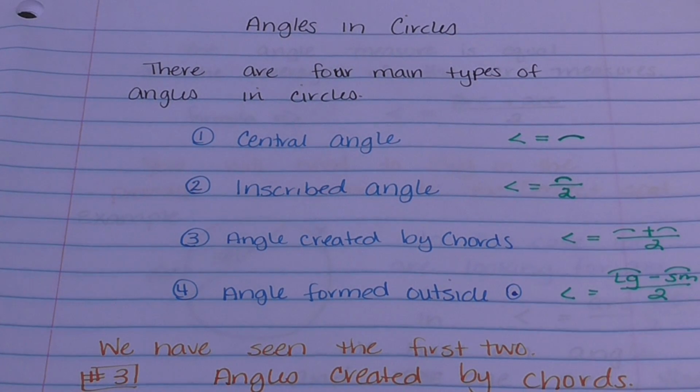There are four main types of angles that are associated with circles. The first two we've already talked about, the central angle and the inscribed angle. And then the other two are angles created by chords and angles that are formed outside of the circle.